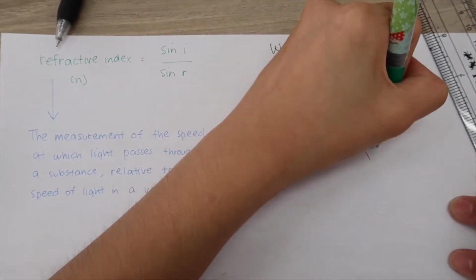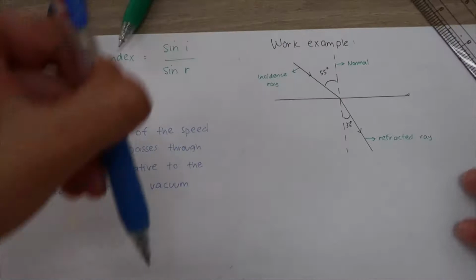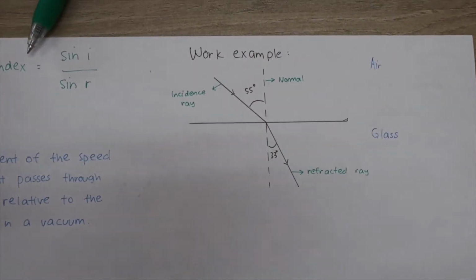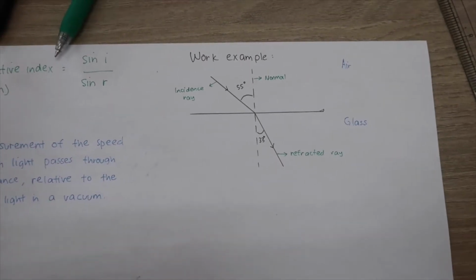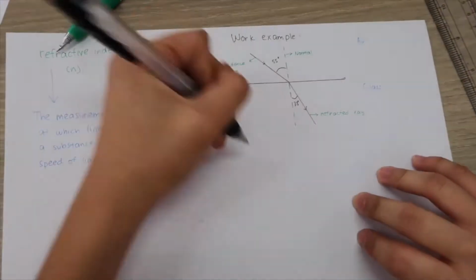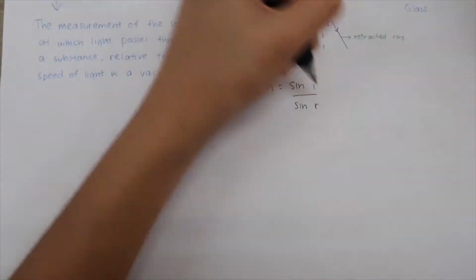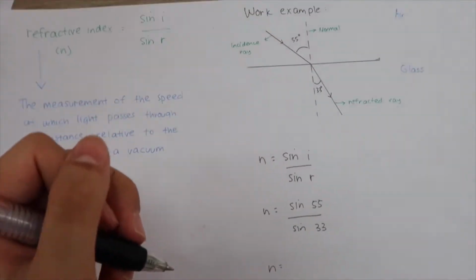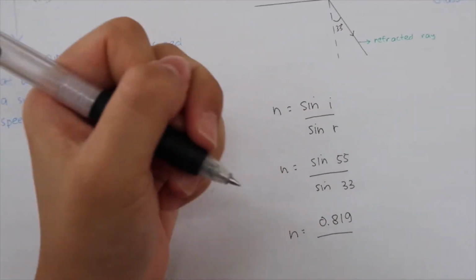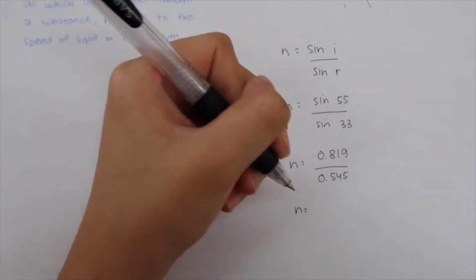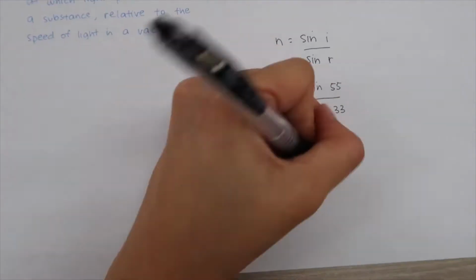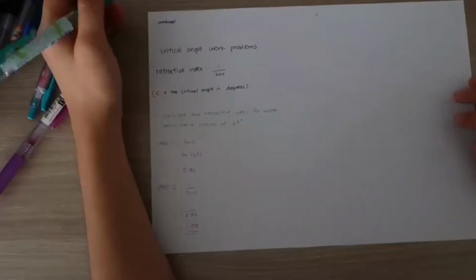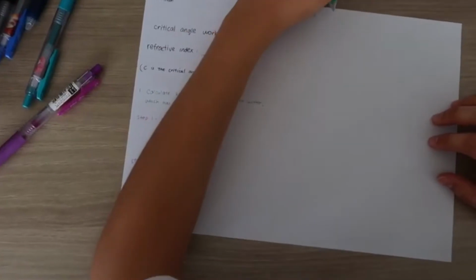So there are three steps we should do to find out the refractive index. The first step is to work out the sine of angle i. Sine 55 equals 0.819. And step 2, we just have to work out the sine of angle r. So sine 33 equals 0.545. Now the last step is to divide these two numbers. So sin i over sin r. So 0.819 divided by 0.545 equals 1.50. A refractive index of 1.5 will slow down light and bend it towards the normal line inside the glass block.